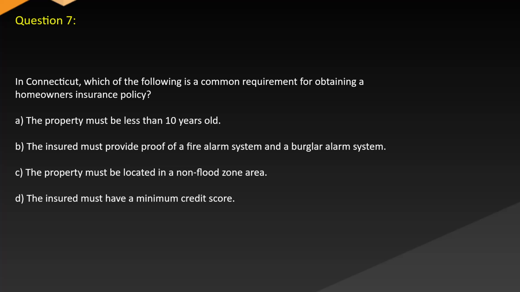Question 7. In Connecticut, which of the following is a common requirement for obtaining a homeowner's insurance policy? A. The property must be less than 10 years old. B. The insured must provide proof of a fire alarm system and a burglar alarm system. C. The property must be located in a non-flood zone area. D. The insured must have a minimum credit score.